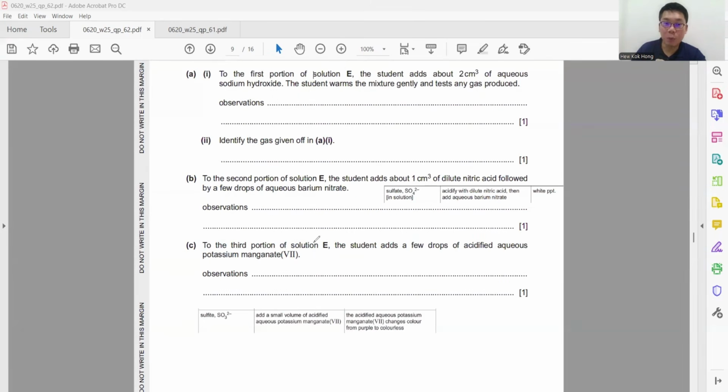Part C, to the third portion of solution E, the student adds a few drops of acidified KMnO4. KMnO4 is to test sulfite, not to test sulfate. So if you have sulfite, it will change color from purple to colorless, but here we only have sulfate. So that's why the color remains purple. Because we do not add a lot, we just add a few drops, instead of purple, you can say the solution becomes pink.